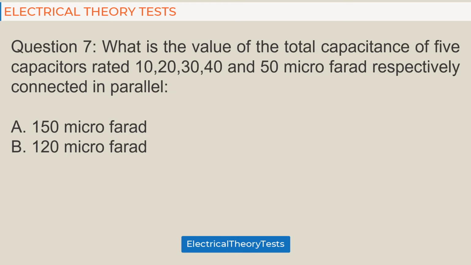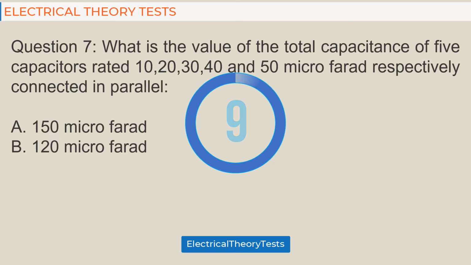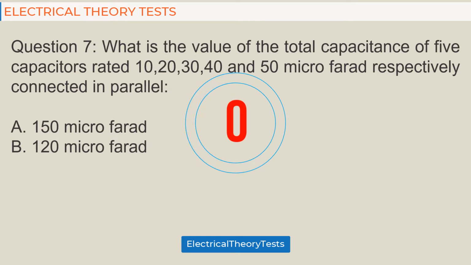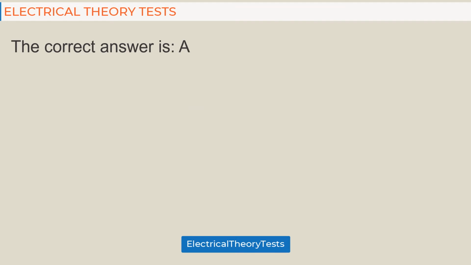Question 7. What is the value of the total capacitance of 5 capacitors rated 10, 20, 30, 40 and 50 microfarad respectively connected in parallel? A. 150 microfarad. B. 120 microfarad. The correct answer is A.